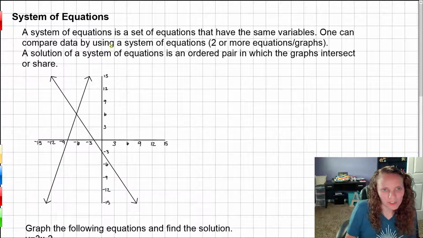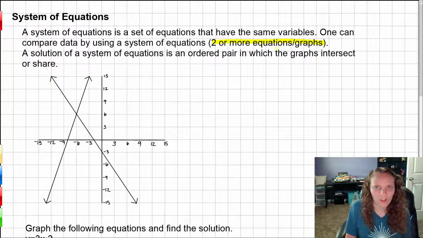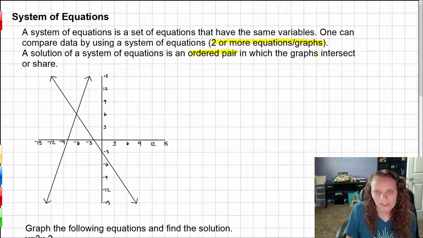A system of equations is a set of equations that have the same variables. One can compare data by using a system of equations, which is two or more equations or graphs that we're going to be comparing all at once. A solution of a system of equations is an ordered pair in which the graphs intersect or share.